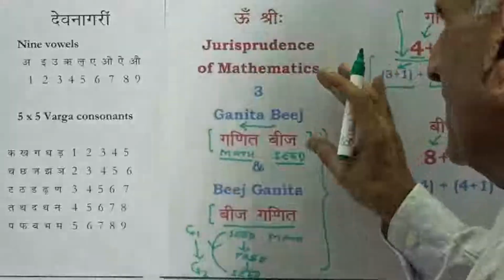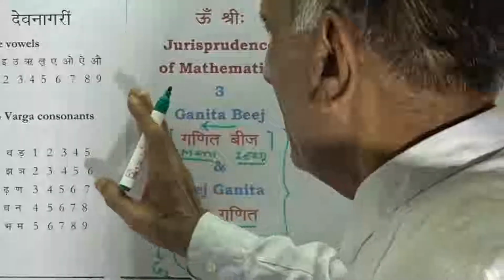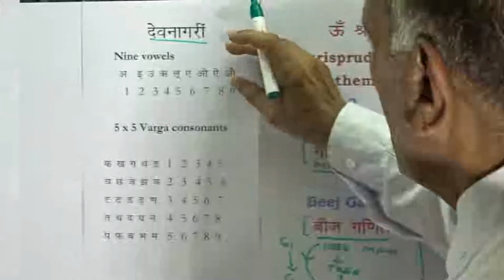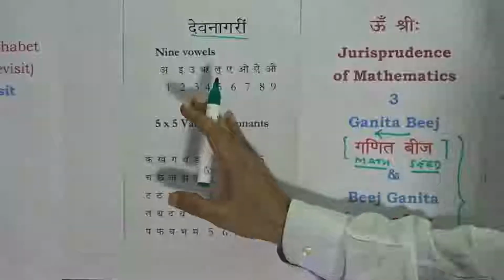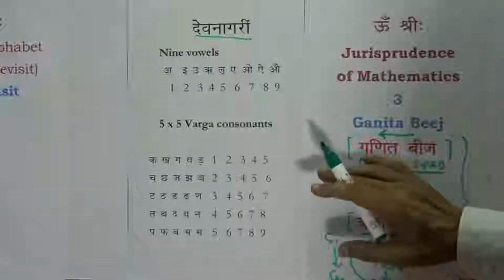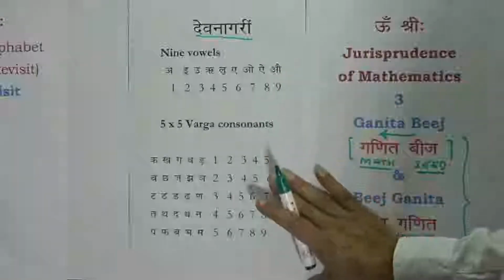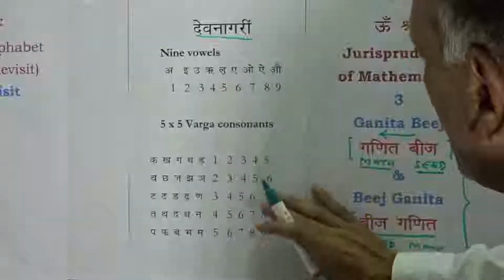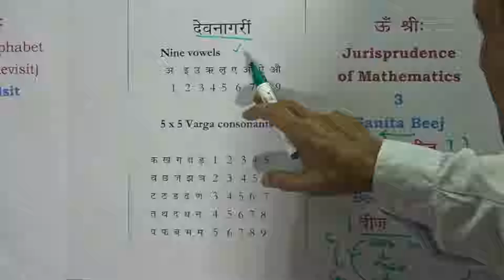Therefore, the jurisprudence of mathematics requires that we have a first foundation, and it is of the Devanagari alphabet. Devanagari alphabet provides us the constituent letters which are availed for making or reaching at the formulations like Ganit Bij and Bij Ganit. Devanagari alphabet is an alphabet which classifies and groups its letters firstly as vowels. These are 9 in number, and these accept the TCV values 1 to 9.